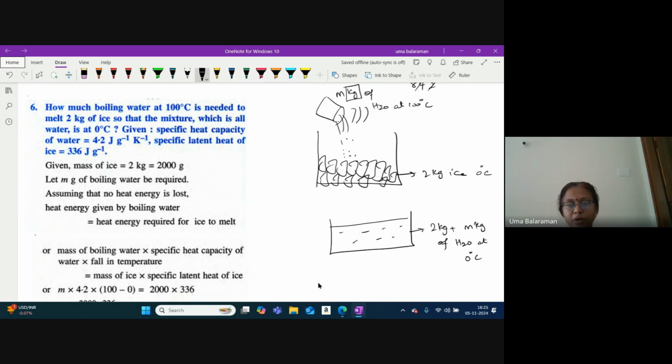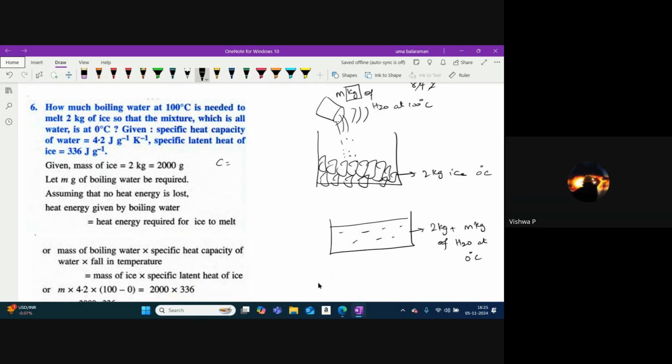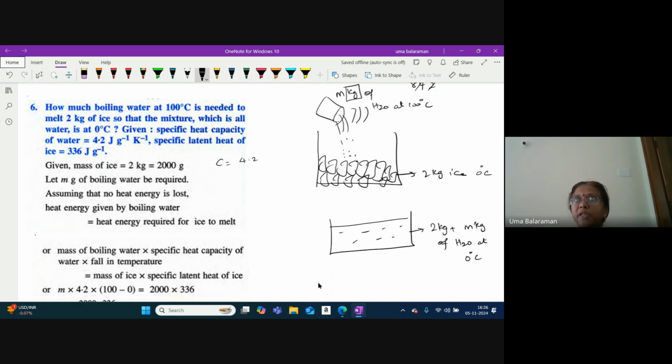Okay, so we have taken 2 kg of ice and we are adding m kg of boiling water. Finally, we have 2 plus m kg of water at 0 degrees Celsius. Are you able to follow, Vishwa, the question? Yeah, ma'am. Ma'am, what's the formula? Is it still MC delta T? MC delta T if there is a heating or cooling. If it is phase change, ml.